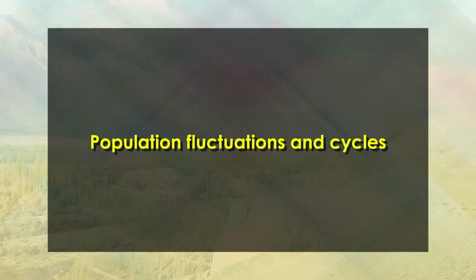Number 10. Population fluctuations and cycles. Populations are not stable and always exhibit up and down variations in response to change in environmental or intrinsic factors. The irregular variations in size of populations are called fluctuations, also called population cycles. A question that immediately arises is whether or not the population is regulated.